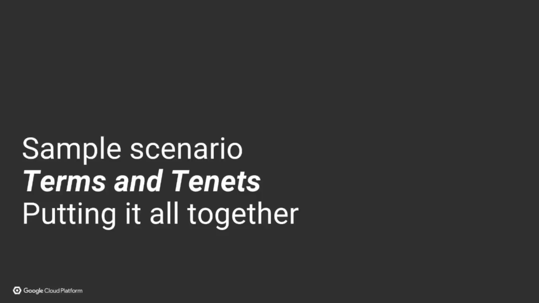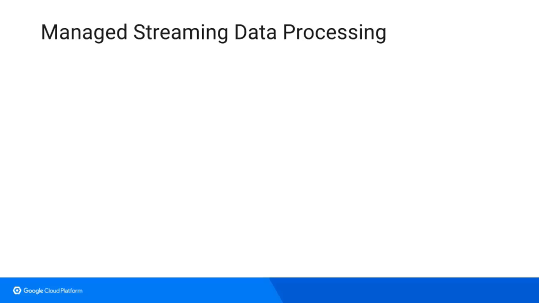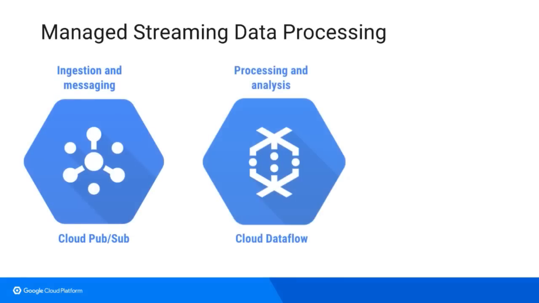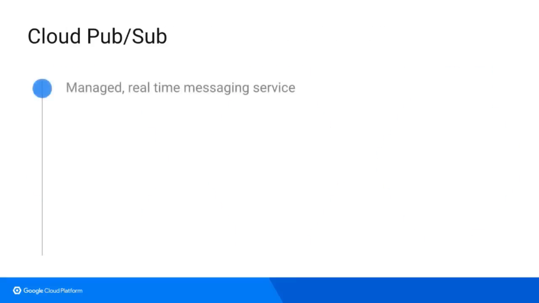Now that I have the basic terms and tenets laid out for streaming processing, I'm going to use several managed services on the Google Cloud platform to build a streaming data processing application. Specifically, I'm going to use Cloud PubSub for ingestion, Cloud Dataflow for processing and imperative analysis, and BigQuery for durable storage and interactive analysis. Cloud PubSub is a managed service for streaming data on the Google Cloud platform.